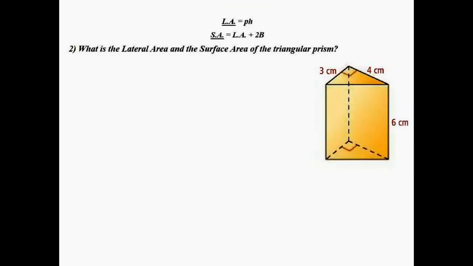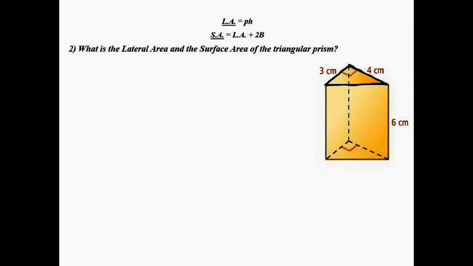This time we're looking for the lateral area and the surface area of the triangular prism. So our base is automatically going to be the triangles. To find our lateral area, we're going to take perimeter times height. Well, the problem here is that to find the perimeter of a triangle, we're going to need to know the hypotenuse here. But we don't have that.